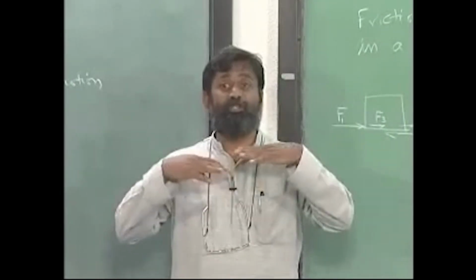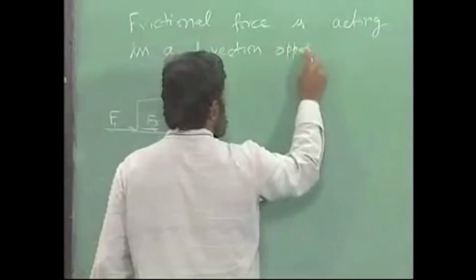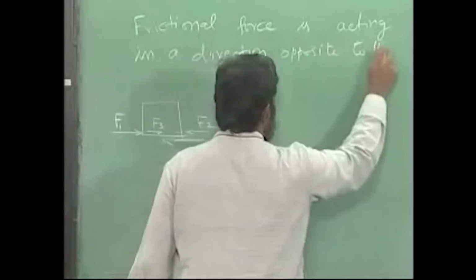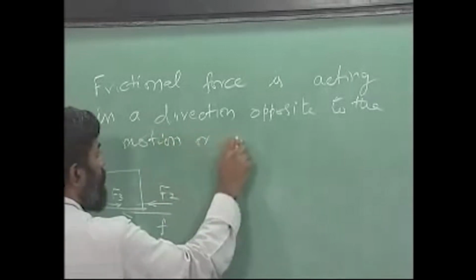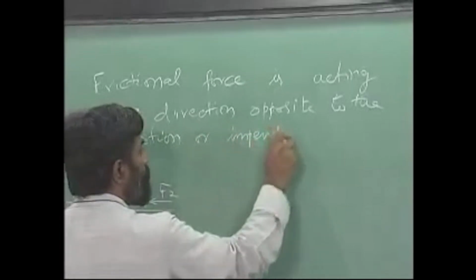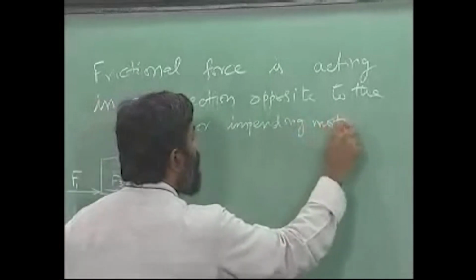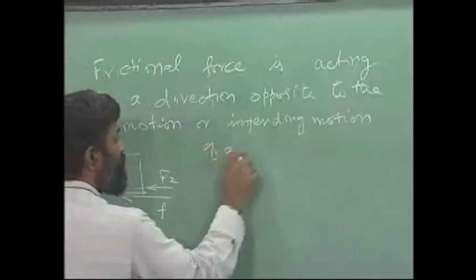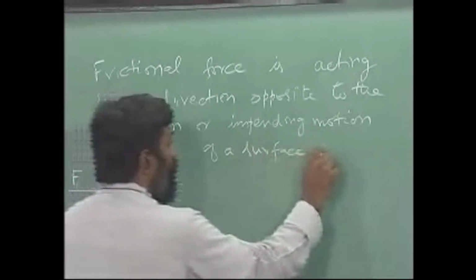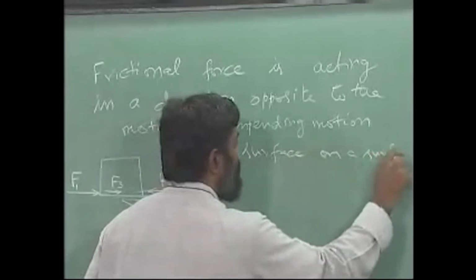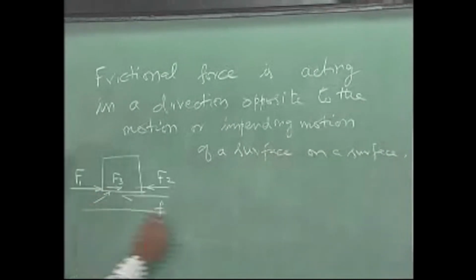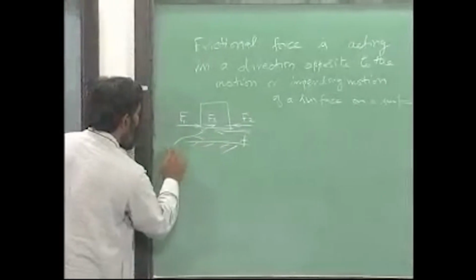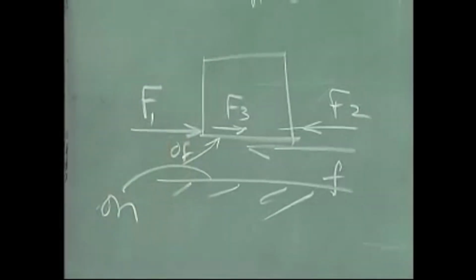It is the resistance to the motion, or in other words in a direction opposite to the motion or impending motion of what? Of a surface on a surface, of a surface which is this surface, on a surface which is this surface. This is on, this is off. Is this clear?